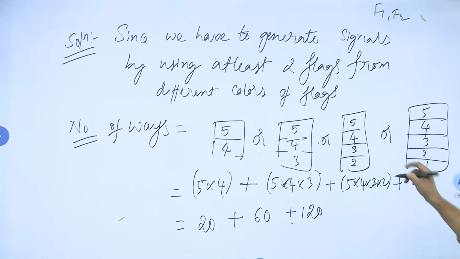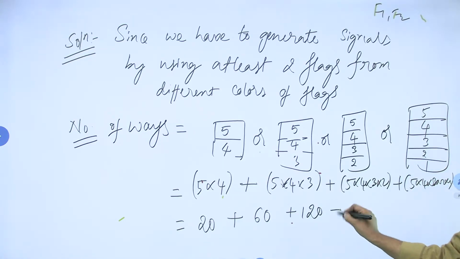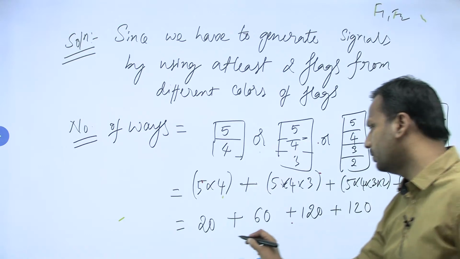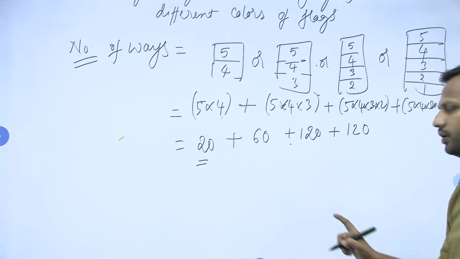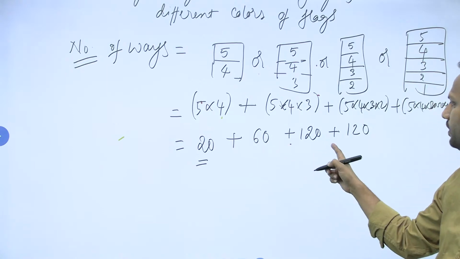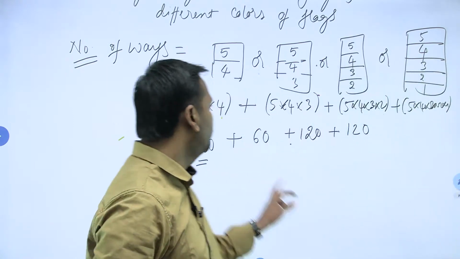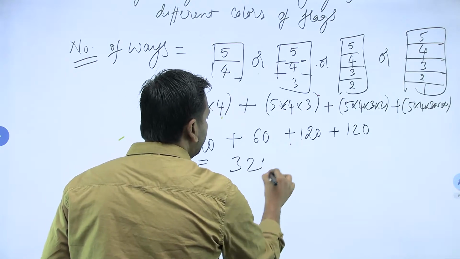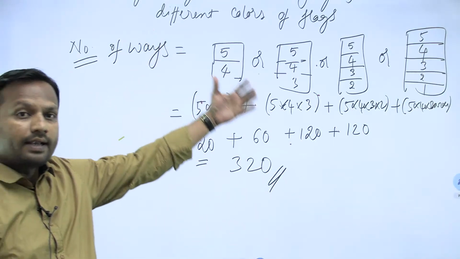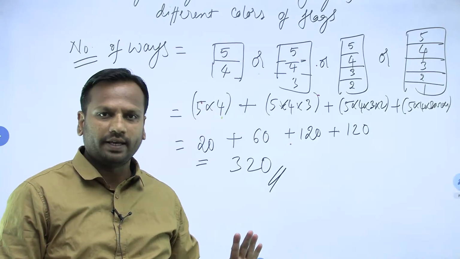So, or means plus, I told you students. So in how many ways can you generate the signals? So what happens now? This is 120, again this is 120. Total how much? Add it now: 120, 120, 240, 240, 300, right? 240, 300, and 320. So in 320 ways, you can generate the signals by using at least 2 flags from the 5 different colors of flags.